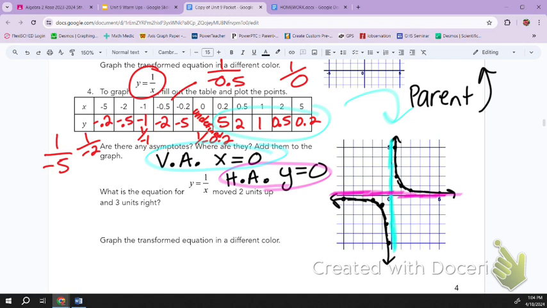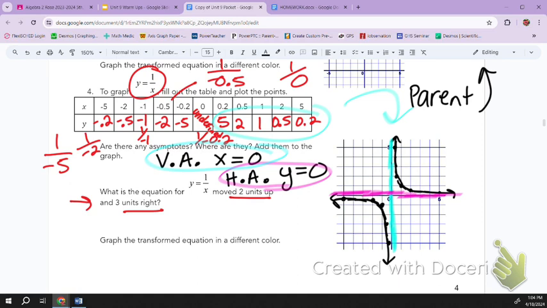Questions about our graph? Right now, I'd like you to turn and talk with your group. Can you discuss how you are going to move this 2 units up and 2 units to the right? Can you sketch it together? Here we go. We're going to move this 2 units up and 2 units to the right.